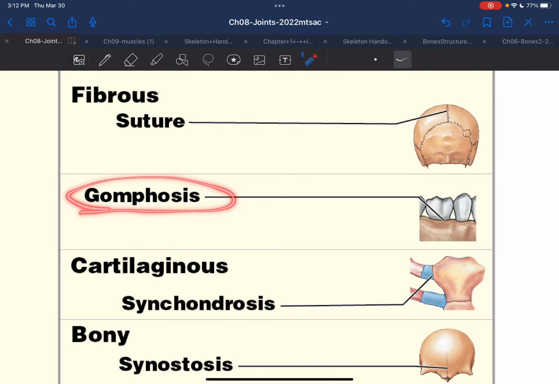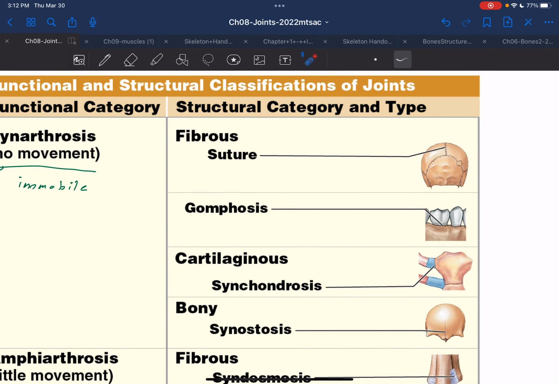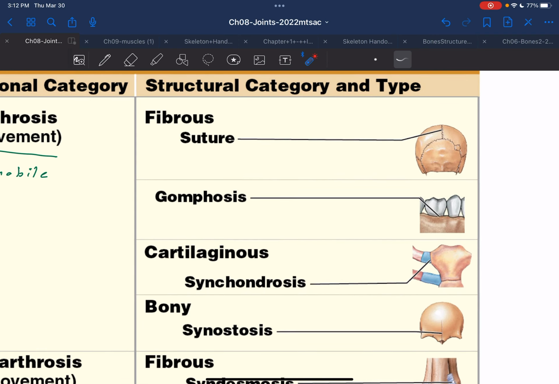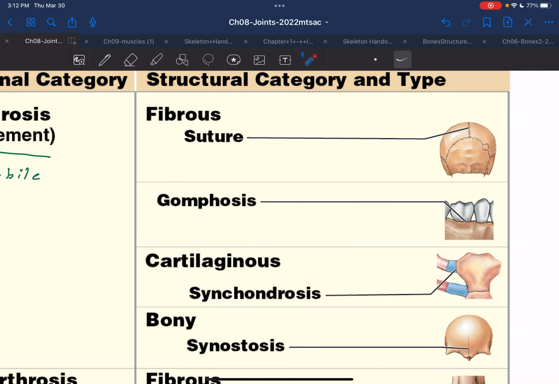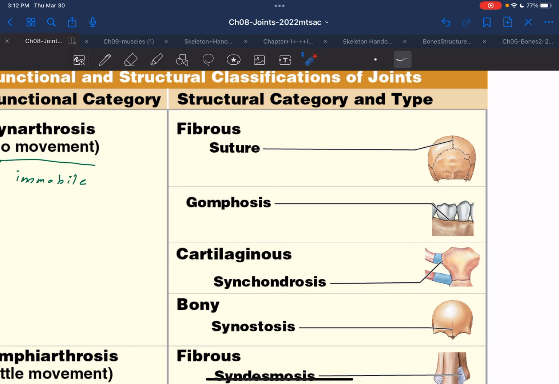Gomphosis is going to be the name of a tooth inside of its socket. And so again, these are not meant to be that mobile. I know that some of us might have had braces or have braces, and sometimes feel some movement in your teeth throughout your lifetime. And technically there can be some shift with aging, but the joint itself is called gomphosis.